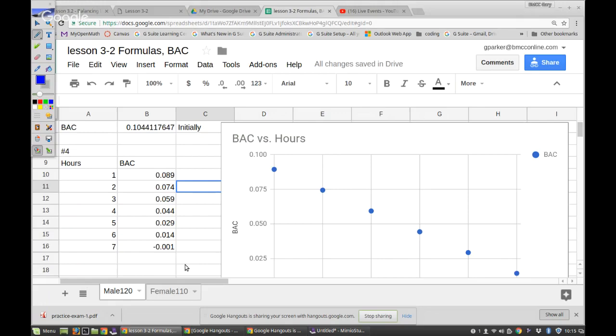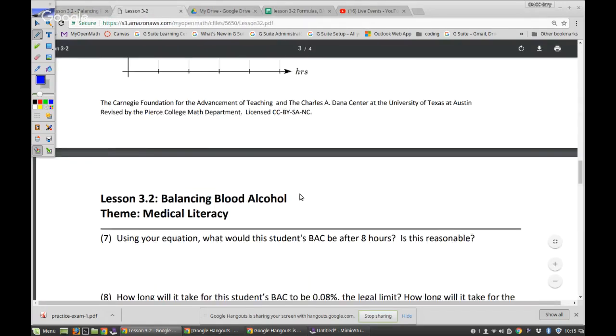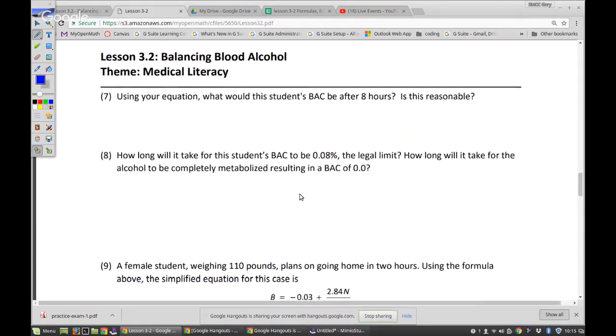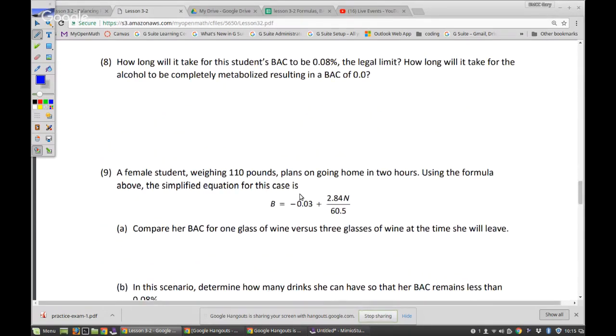All right, let's move along on the worksheet. Emily has a question. So number 8, is that right, Emily? Okay, so 8 says, how long will it take for the student's BAC to be 0.08?